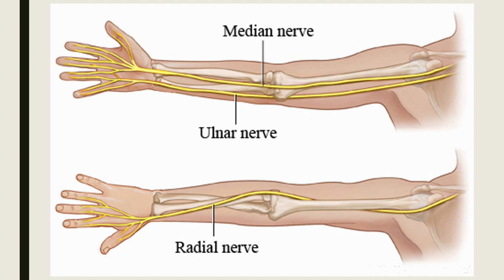Nerves and lymphatic vessels. 3 nerves provide the majority of innervation of the hand: the median nerve, ulnar nerve, and radial nerve. They provide motor and sensory function to the hand.